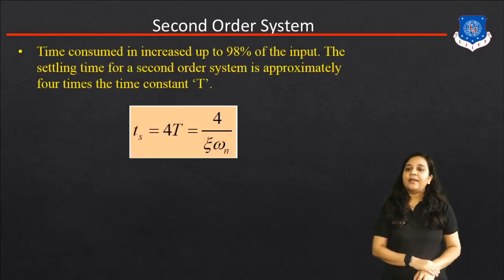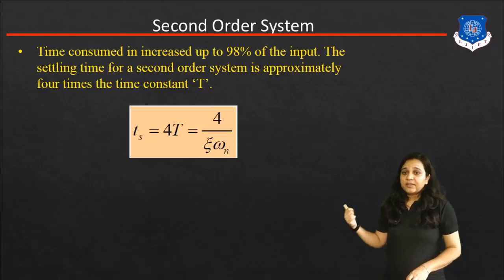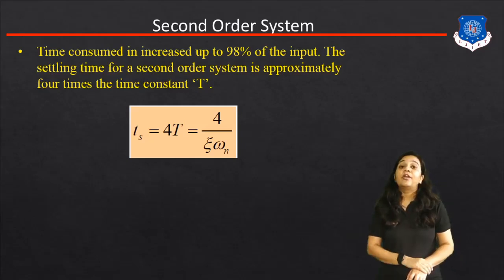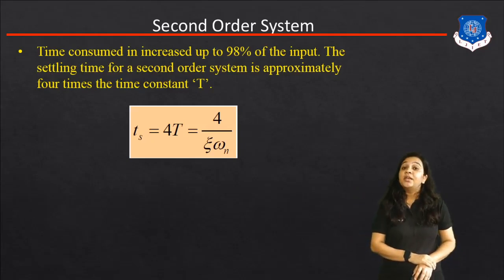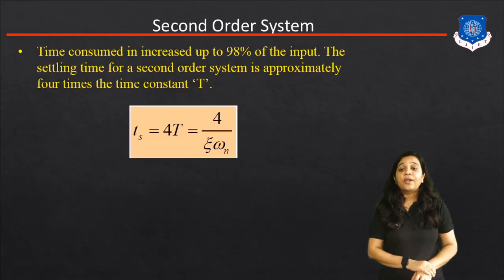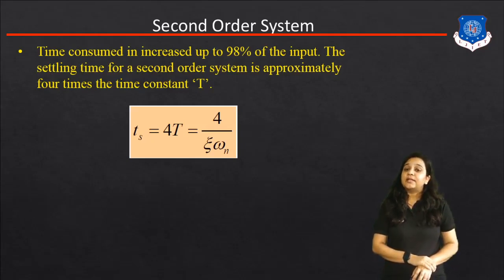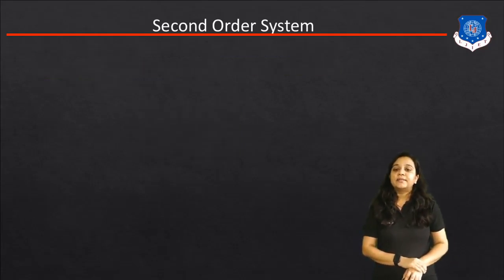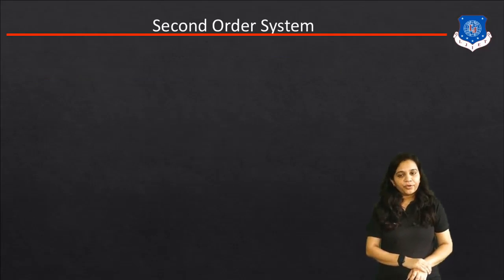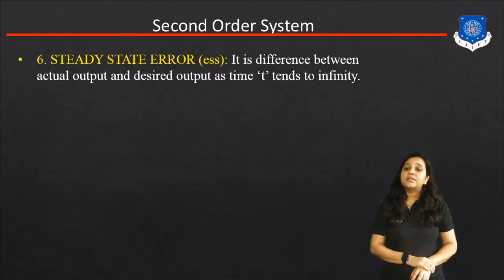If we want to find out the settling time, the equation is Ts is equal to 4T. Now what is the 4 time? The settling time for a second order system is approximately 4 times the time constant T, that is equal to 4 upon zeta omega n, where zeta is the damping ratio and omega n is the natural frequency. So using these different parameters, we can find out the second order system response.